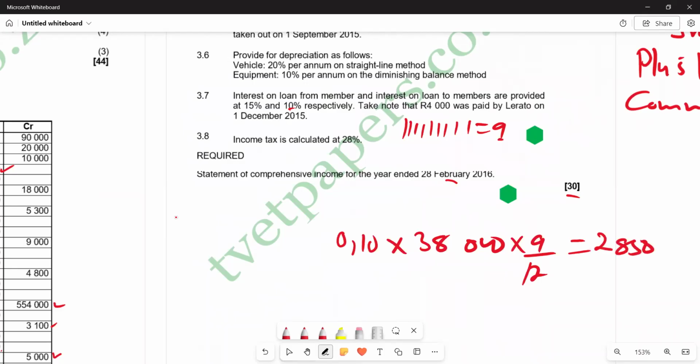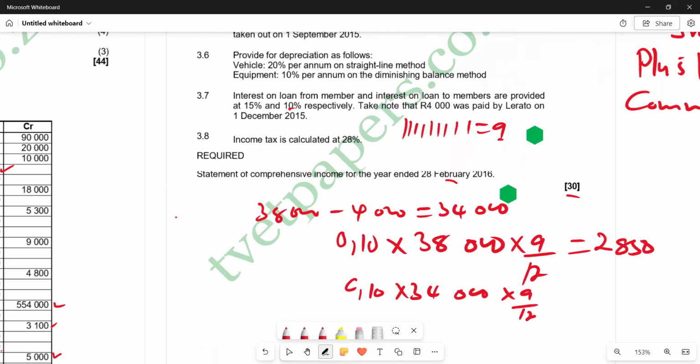That was for the first 9 months. Then the remaining 3 months to make 12 months, 4,000 was already paid. So we had 38,000 minus 4,000, which was paid. And you see that we had 34,000 now for the remaining 3 months. So we are saying 0.10 times 34,000 times 9/4. And then obviously, let's try to see what we get there.